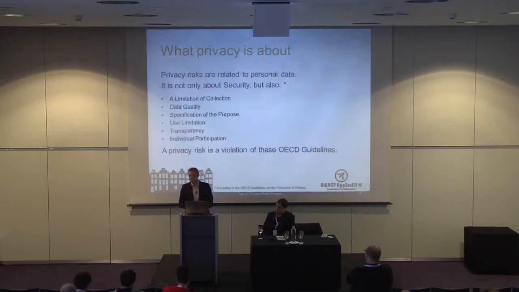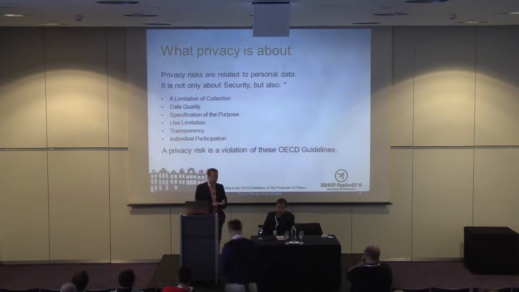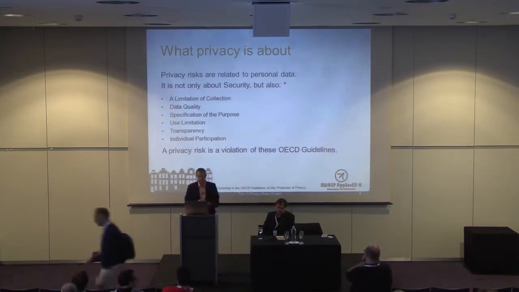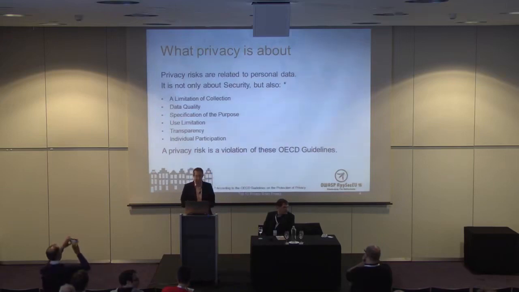Since we're at a security conference, I first want to spend just one slide on what privacy is about. Privacy risks are related to personal data. This is basically data about you, about me, about every person. It could be name, address, phone number, email address, but of course also location data, IP addresses, basically everything that is connected to an individual person. So privacy is not only about security.